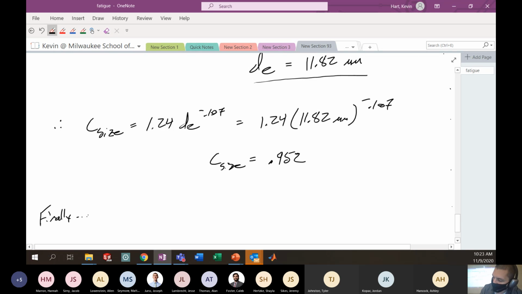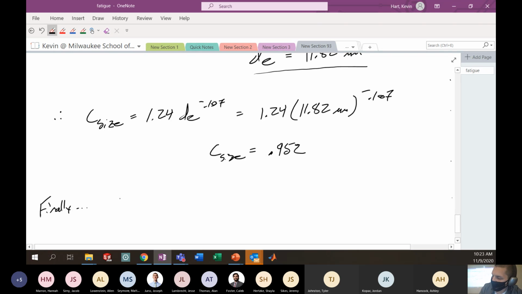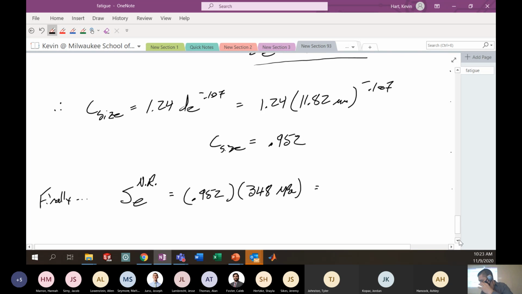So finally, my modified endurance limit, given this non-rotating mode, I'll say NR, non-rotating, is going to be this new size correction factor for the non-rotating mode, which is 0.952, multiplied by the original pristine endurance limit, which was 348 MPa, or here that we'll have the non-rotating endurance limit, 331 MPa.